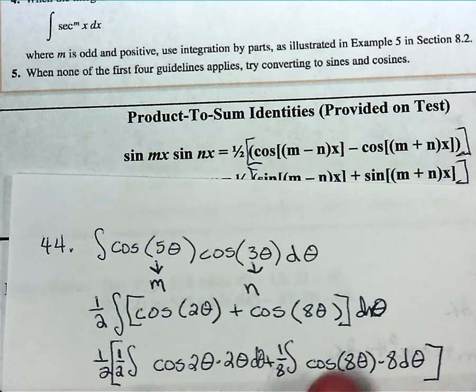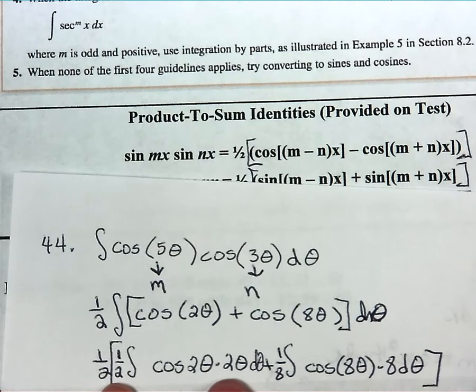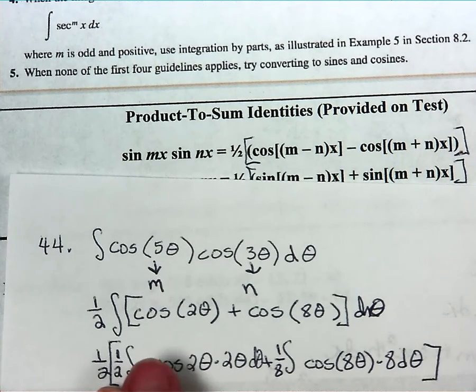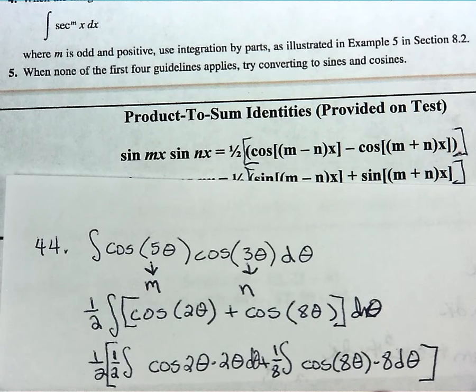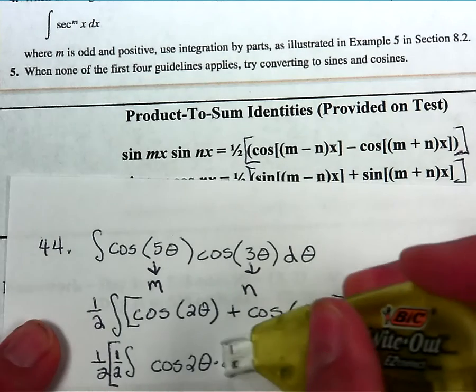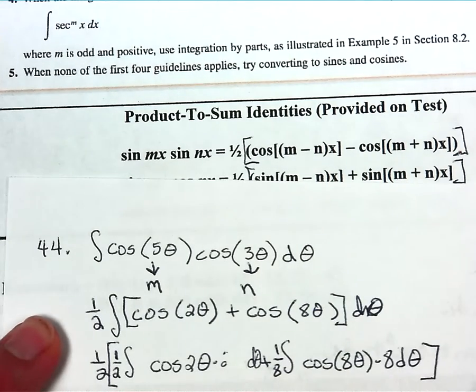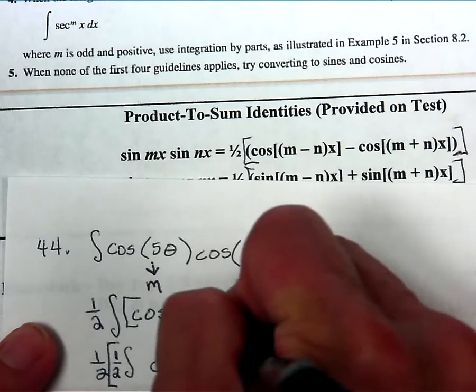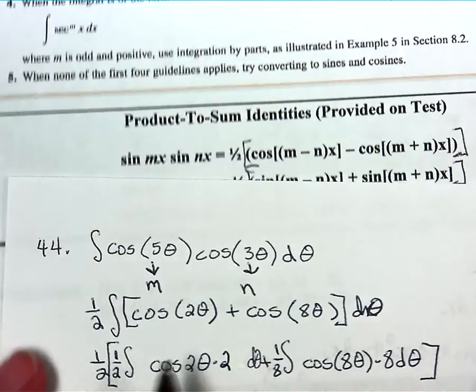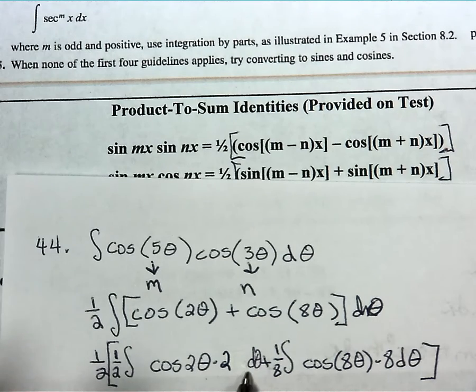Double check that what we have is equivalent to the line above it, and in the form cosine of the ugly times the derivative of the ugly. It's not. What have I done wrong? But this is why I'm checking myself. Yeah, I just need cosine 2 theta times 2 d theta, cosine 8 theta times 8 d theta.